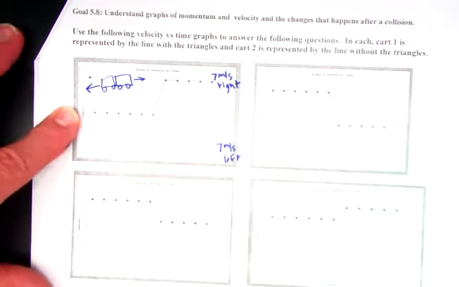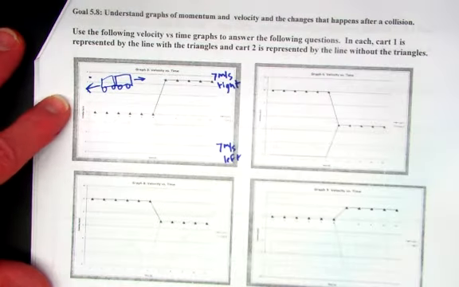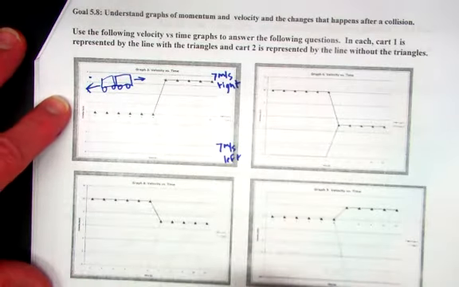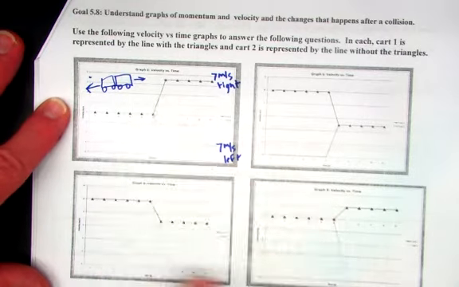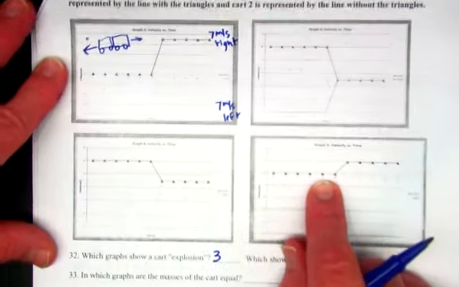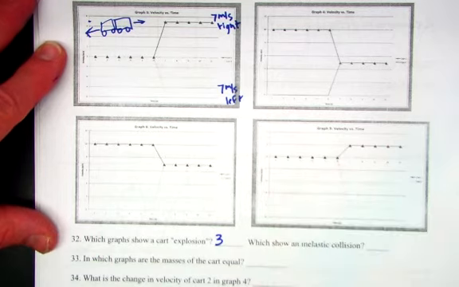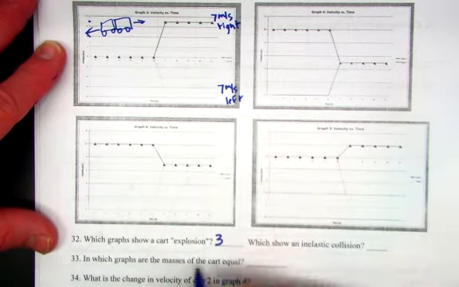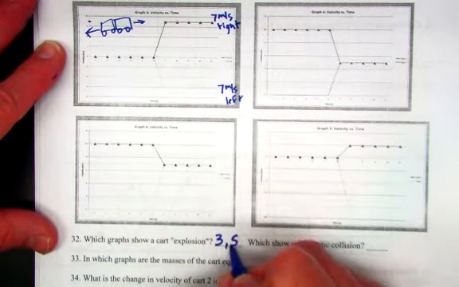So when we look at 32, which graph shows a cart explosion, we would definitely say graph 3, and then also graph 5, because it's got the same pattern. All right, so graph 5 would be a cart explosion.